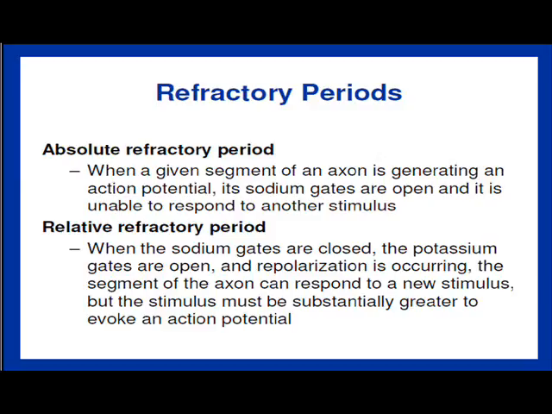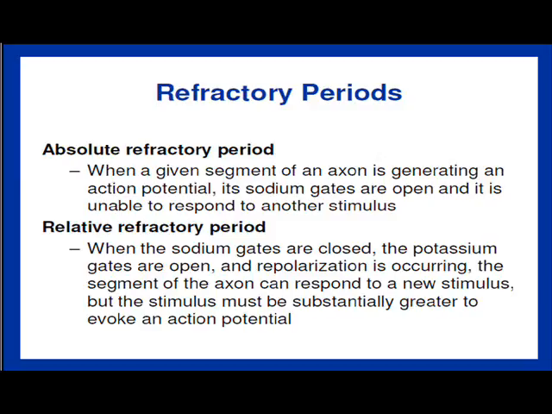Just a quick word on refractory periods. You've got an absolute refractory period and a relative refractory period. So basically, with the absolute, when a given segment of an axon is generating an action potential, its sodium gates, we'll talk about those in a second, are open and it is unable to respond to another stimulus. You can't fire another action potential.